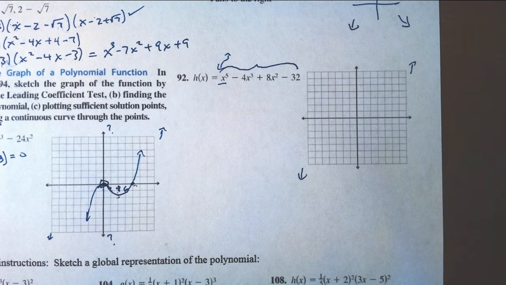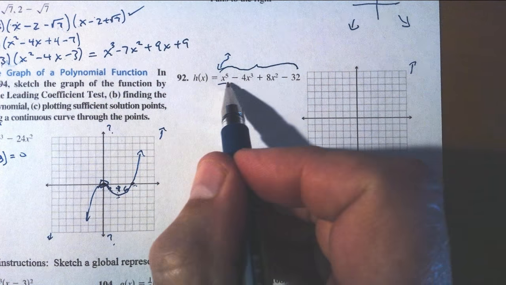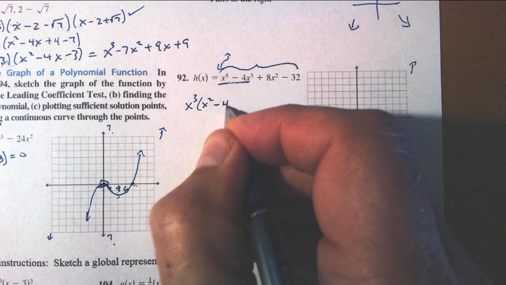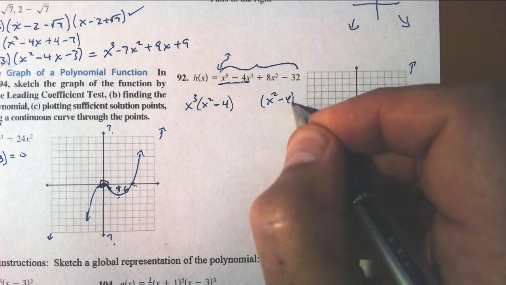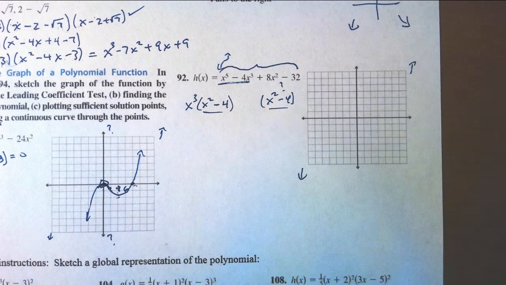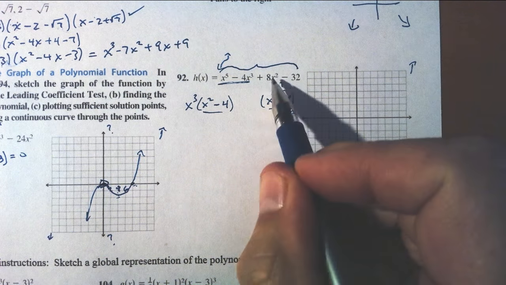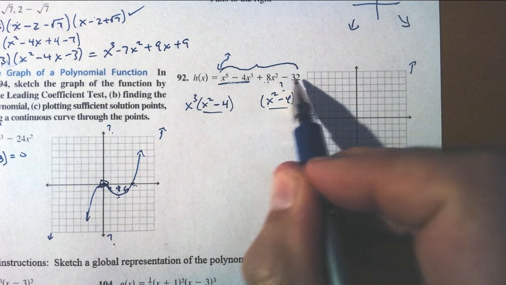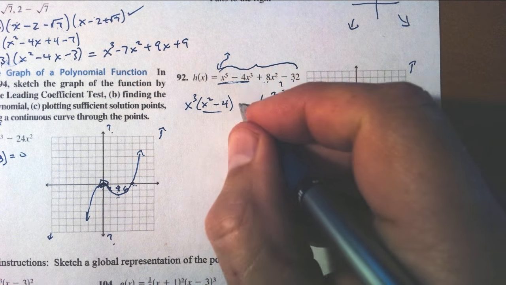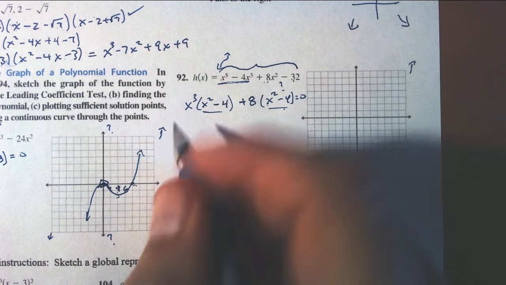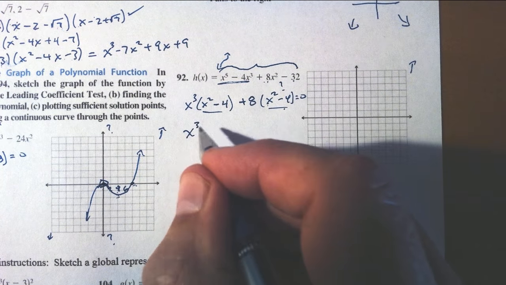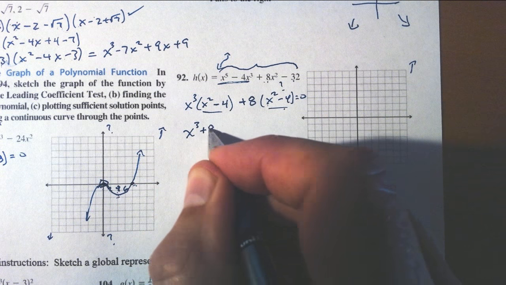So I'm going to try factoring by grouping, and out of these first 2, I can factor out an x cubed, and I get an x squared minus 4. And I'd love to be able to get another x squared minus 4 out of that. That's the key to factoring by grouping. Can I get an x squared? I'd have to factor out 8. And if I factor out 8, I get minus 4. So this is good. I factor out a plus 8 equals 0. And now I've got x cubed plus 8.